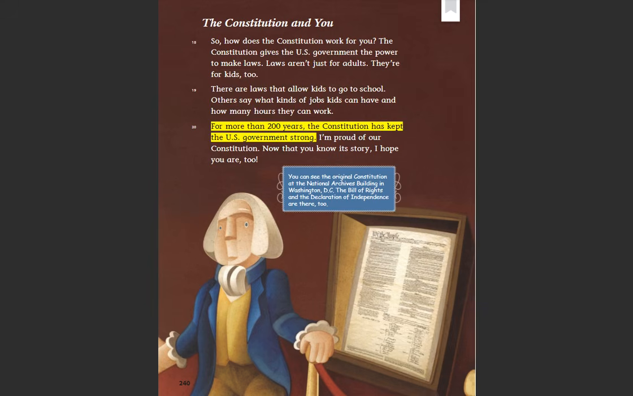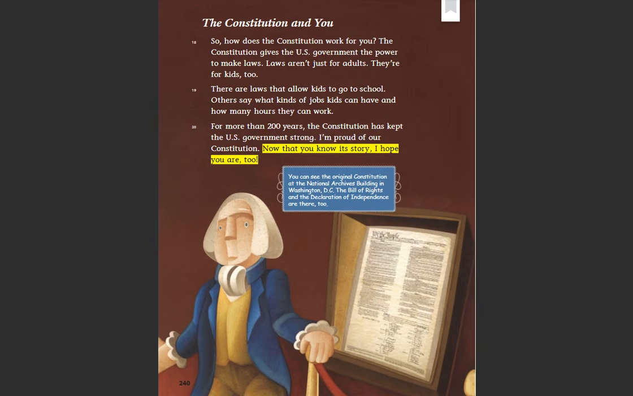For more than 200 years, the Constitution has kept the U.S. government strong. I'm proud of our Constitution. Now that you know its story, I hope you are too. You can see the original Constitution at the National Archives building in Washington, D.C. The Bill of Rights and the Declaration of Independence are there too.